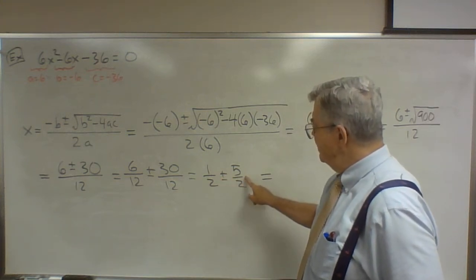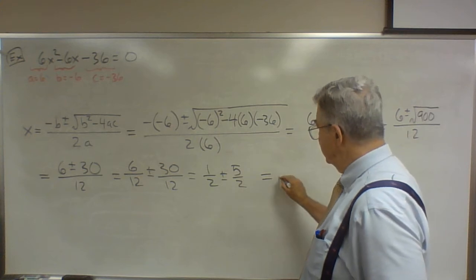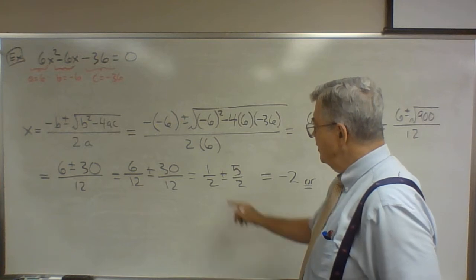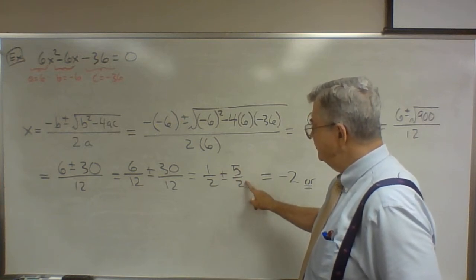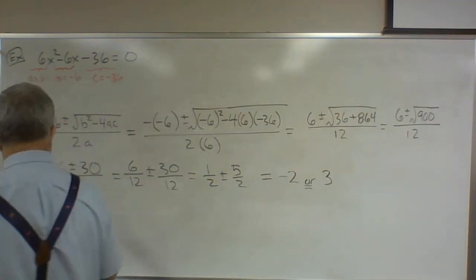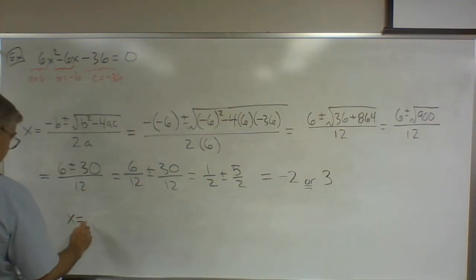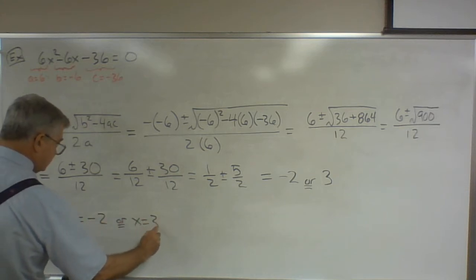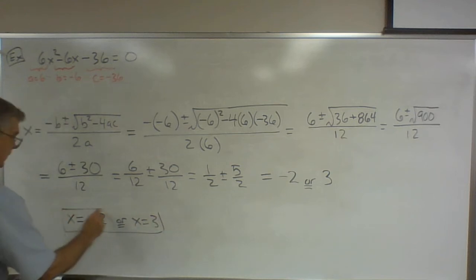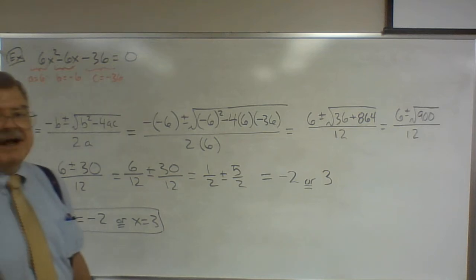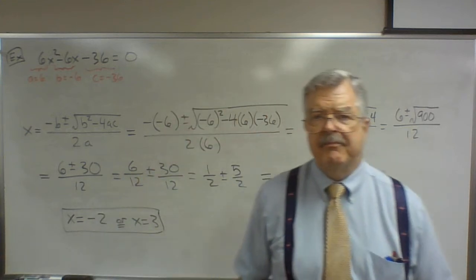1/2 minus 5/2 is -4/2 or -2. 1/2 plus 5/2 is 6/2, which is 3. Okay, we got two solutions, just like I said we expect to get.